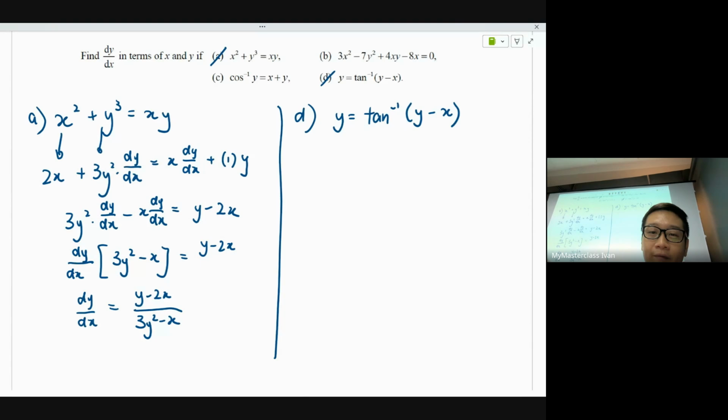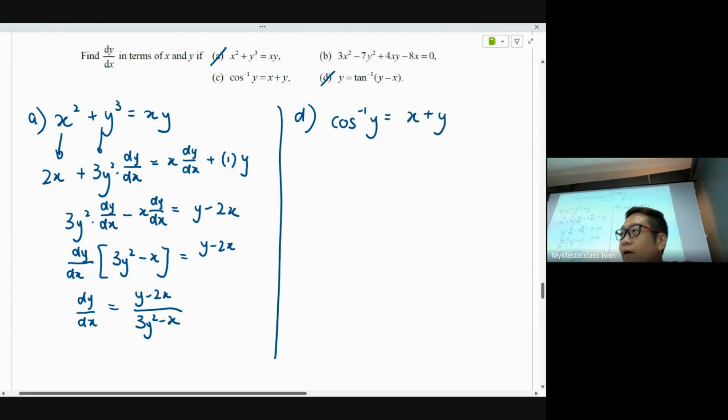Maybe I do C, and I want to show you there's fluidity in C. In a way, there's 2 methods to do it. So look here. Cosine inverse y equals to x plus y. Method 1.